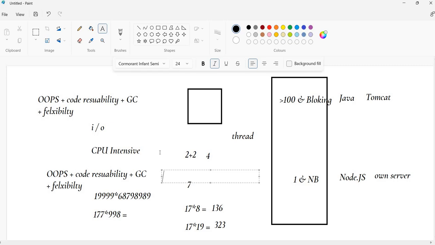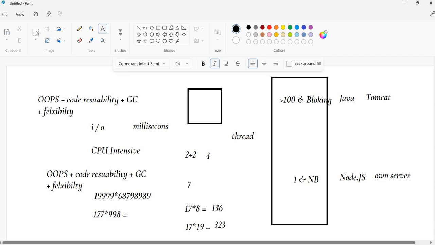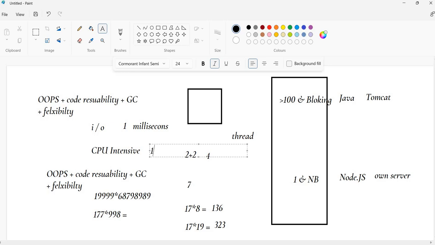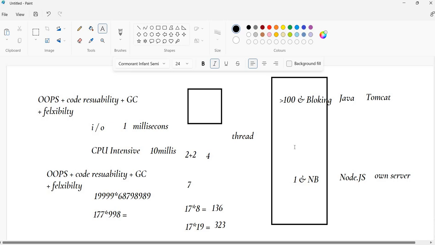See, an input-output task doesn't take much time. We need not wait at all. It will be done in milliseconds. Suppose, for example, it takes 1 millisecond to do an input-output operation, but a CPU intensive task may take maybe 10 milliseconds. Yes, as you said, if something happens to a single thread, that means the thread is not going to break anything, but maybe the thread is busy.